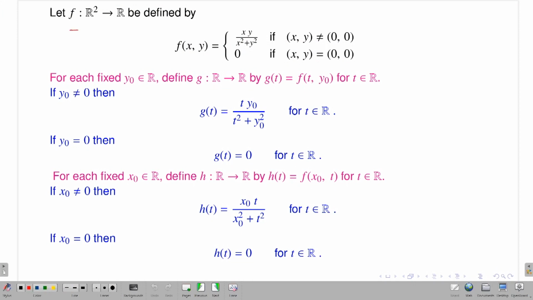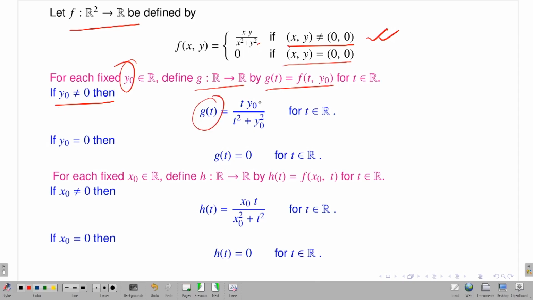Okay. So now start with the function f from R2 to R, of this kind: xy by x square plus y square if xy is non-zero, and 0 if xy is equal to 0. Now if I fix a point y naught, I have defined a function g from R to R, g of t is equal to f of t comma y naught. Now if y naught is non-zero, what will happen? Just put the value of y naught in the definition of f. So g of t is nothing but t times y naught divided by t square plus y naught square. This is a function from R to R. Very nice. If y naught is equal to 0, your g function is 0, because the numerator x times y naught is 0, so this is the zero function.